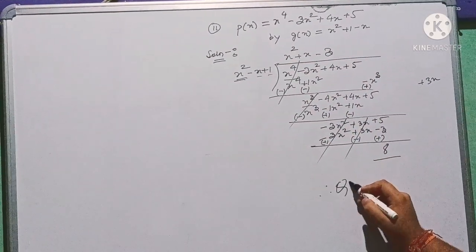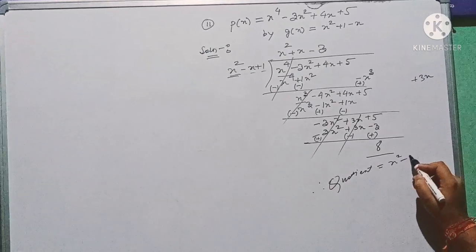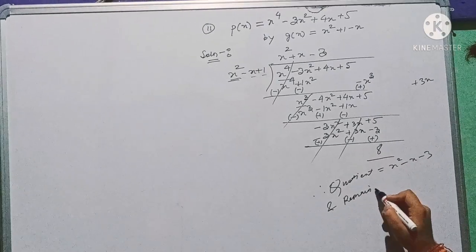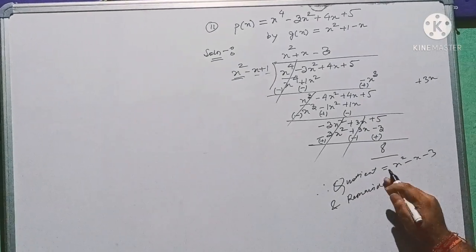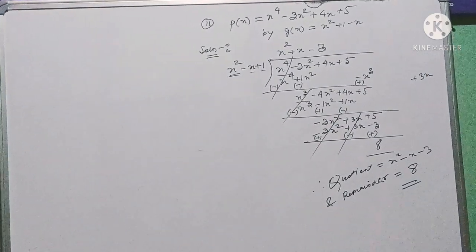Therefore you can write quotient is equal to x square minus x minus 3, and remainder is 8.